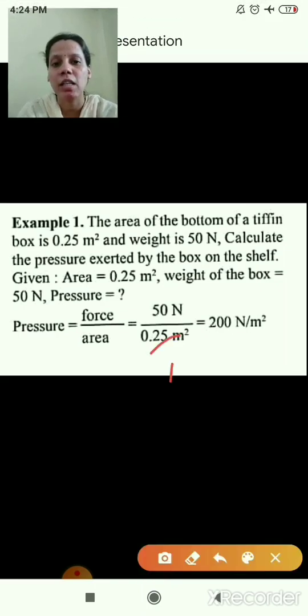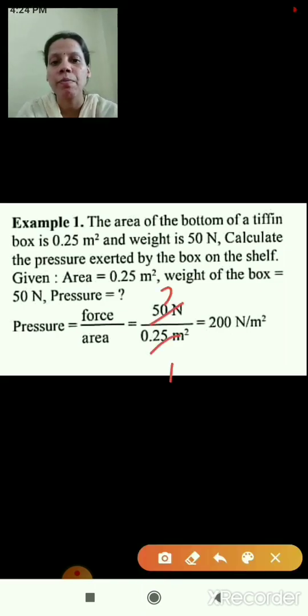So in the numerator you will get 2 here. But after the decimal point in the denominator there are two digits, so in the numerator you will add two zeros. That is 200. So the answer is 200 Newton per meter square. You will write down the unit also without fail. So this is the answer. I hope you are clear with the first sum.